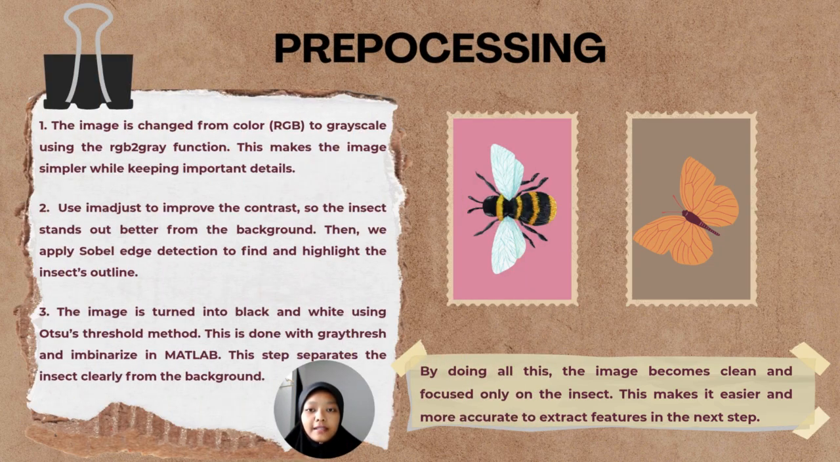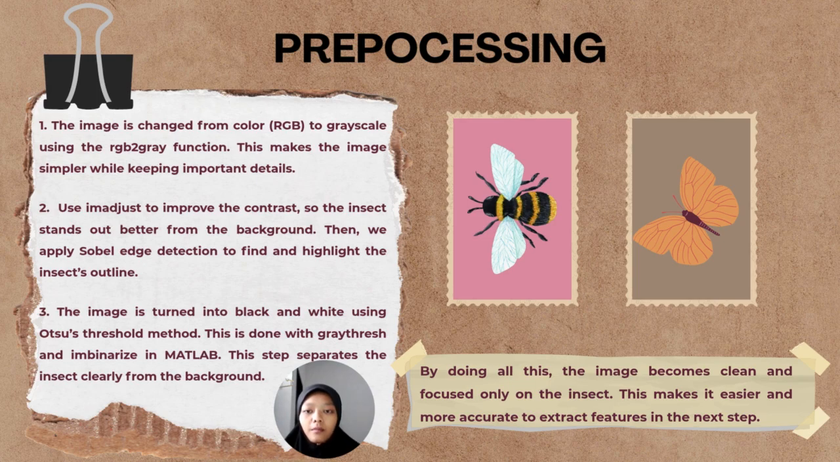Before we can classify insects, we need to prepare the images to highlight the important details. This is the preprocessing step we use to clean up and focus each image. First, we convert the colorful RGB image to grayscale using the MATLAB rgb2gray function. This simplifies the image by removing color and keeping all the essential shape and texture of the insect. Next, we boost the contrast using imadjust to make the insect stand out clearly against the background.